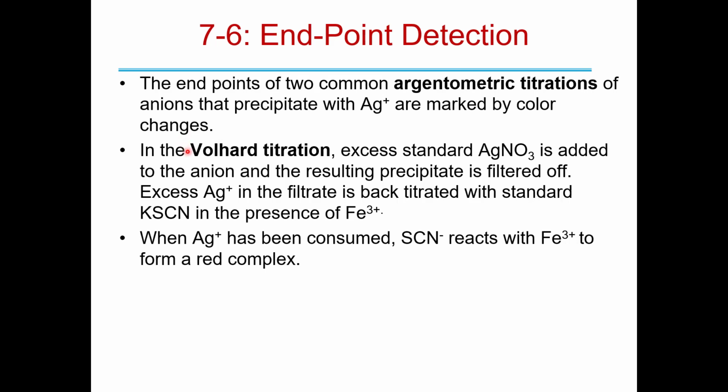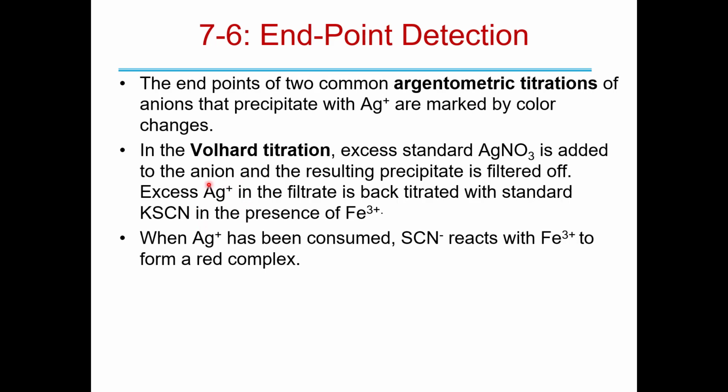The first method that we're going to look at is called the Volhard method, and it's actually a back titration method. What we're going to do is add excess standardized silver nitrate. Standard again means that we know what the concentration is. And we're going to add it to the unknown anion solution, and we're going to get a precipitate. Now, typically we will need to filter that precipitate off. And then what we're left with is a solution that has some excess silver nitrate.